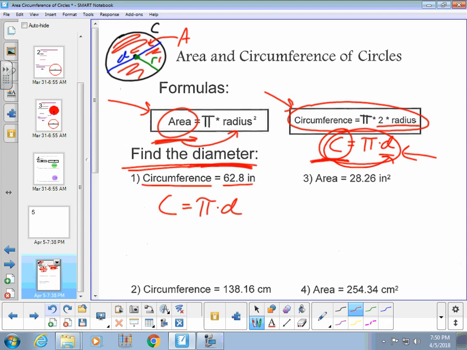So what can we do? And maybe some of you, as you're working these problems along with me, you might even have an idea of how to start before I even talk about it. But what I'm thinking to do is, well, if this is the circumference, let's put that in for C, and let's rewrite the formula now with the circumference in there. 62.8 equals pi times the diameter. Good.